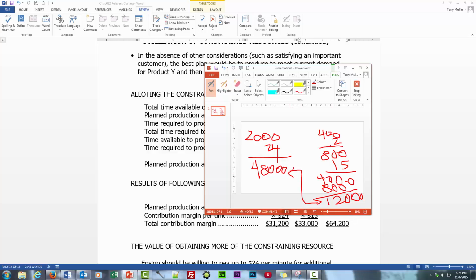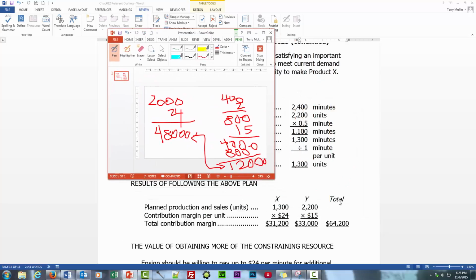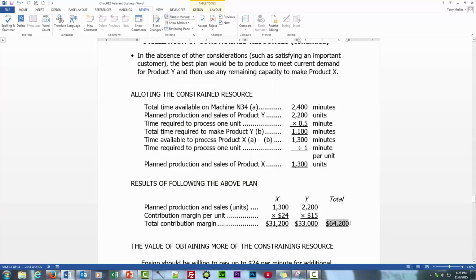But now that we understand the concept of scarce resource and maximizing contribution margin, the deal is we just made our company $4,200 extra dollars because we understand this concept. Okay?